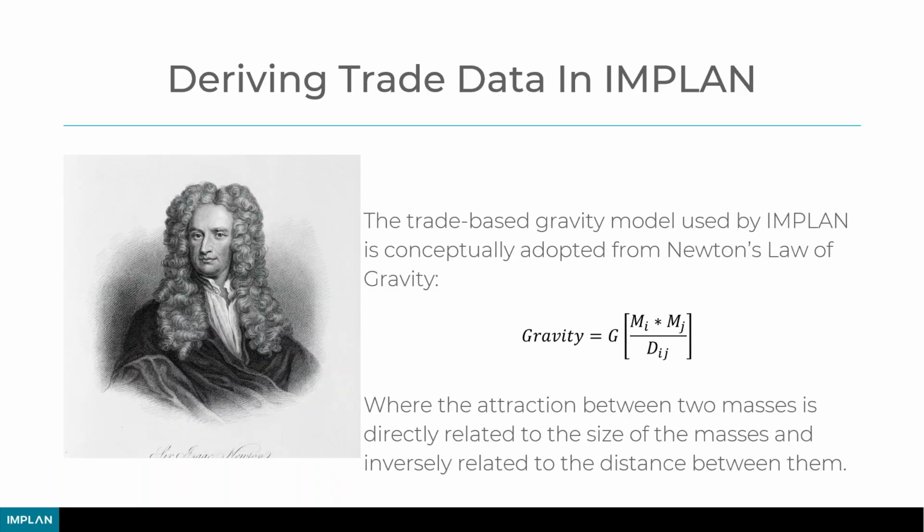The trade-based gravity model used by IMPLAN is conceptually adopted, as the name suggests, from Newton's law of gravity. In this case, gravitational attraction between two masses is directly related to the size of the masses, and inversely related to the distance between them, with some gravitational constant g. So you've got two masses, m_i and m_j, and the distance between them, and that's driving that gravitational force. And we can think of trade in similar ways. We can think of the size of supply and the size of demand, and then the distance between them.